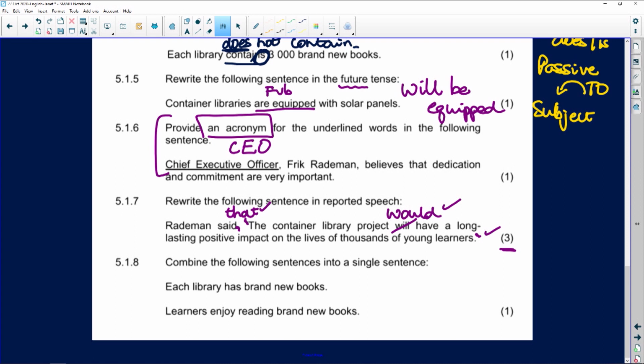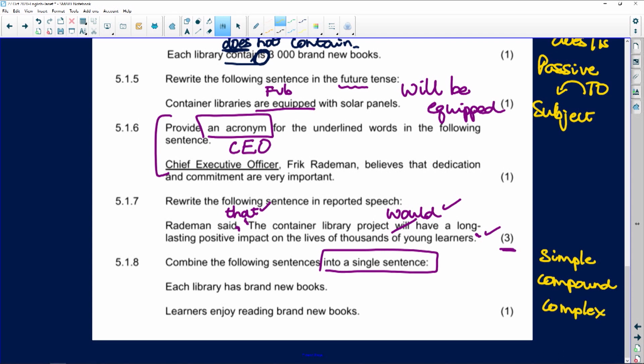Now the next one says combine it into a single sentence. It doesn't tell us whether the sentence has to be a simple sentence or a compound sentence or a complex sentence. So you need to know what those sentences are, and now we're going to choose simple, compound, or complex. We're going to look at the sentences and say, what is the best way of joining the sentences together?